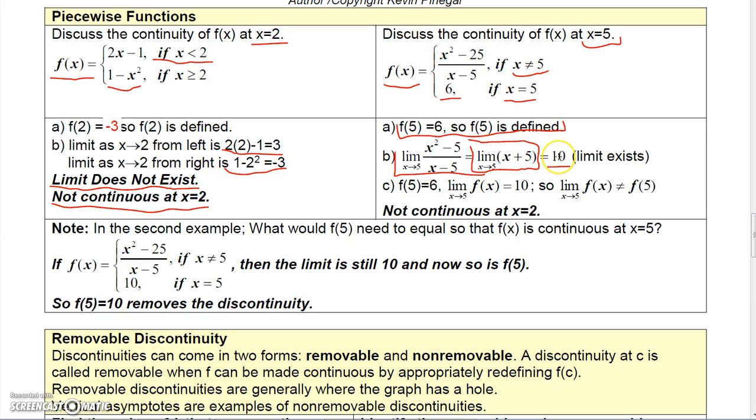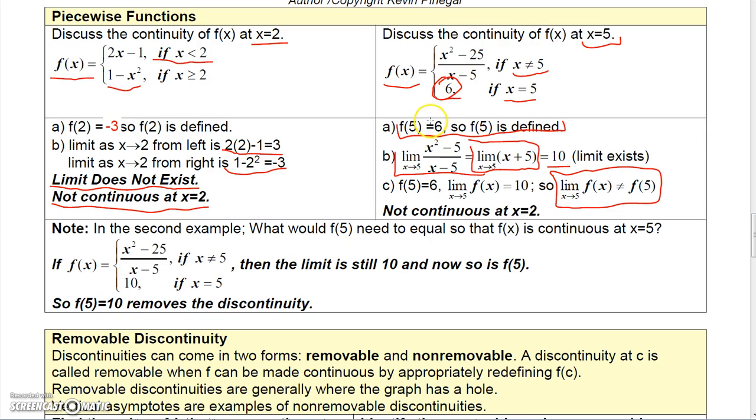But now the next question, are they equal? Well, f of 5 is 6. The limit as x approaches 5 is 10. So since these two values are not equal, we do not have continuity on that one. Now, what would we have needed to put here so that we would be continuous at x equals 5? What number could we put here? Is there a number we could put here?